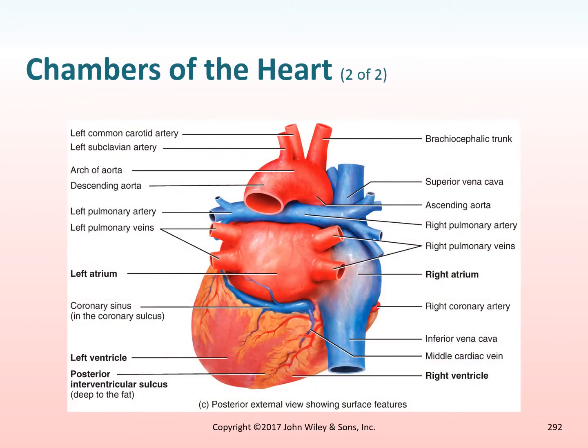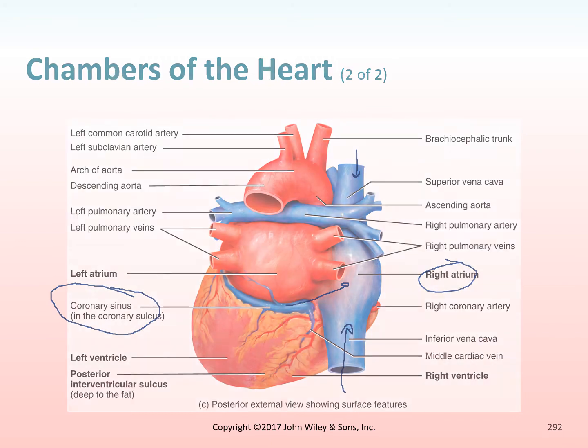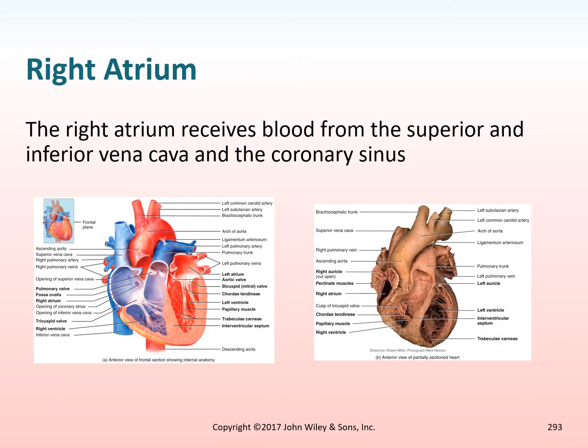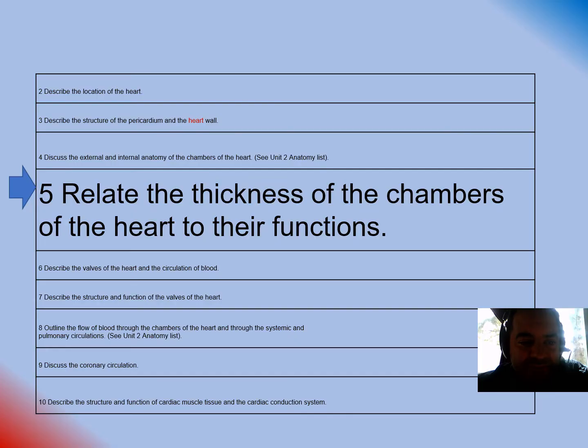And this is a posterior view, you can see the coronary sinus dumping into the right atrium, along with the superior vena cava and the inferior vena cava. Those three things dump into the right atrium right there. Right atrium receives blood from the superior and inferior vena cava and the coronary sinus.